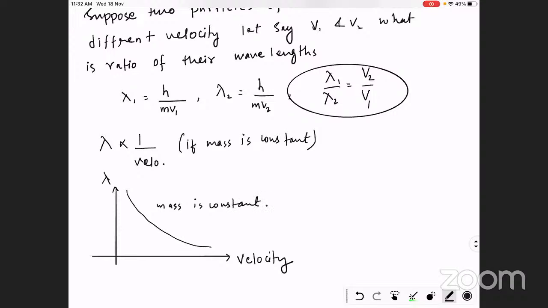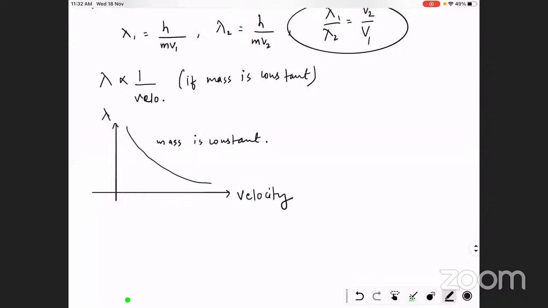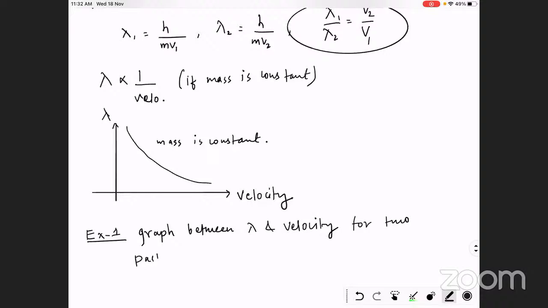Now I have one doubt. Write an example, write a question. Graph between lambda and velocity for two particles of mass m1 and m2 is shown.